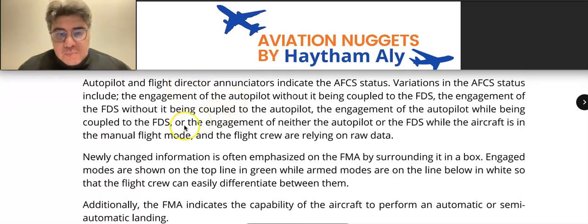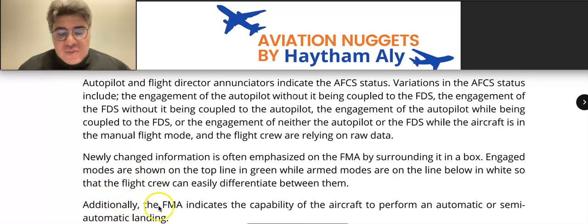Or the engagement of neither the autopilot nor the flight director while the aircraft is in the manual flight mode. All of these statuses: flight director engaged without being coupled with autopilot, or autopilot engaged without being coupled with flight director, or autopilot engaged coupled with flight director, or neither autopilot nor flight director, and the pilot manually flies the aircraft. All of these modes and the status of the autopilot and the flight director appear on the flight mode annunciator. Okay, everybody?